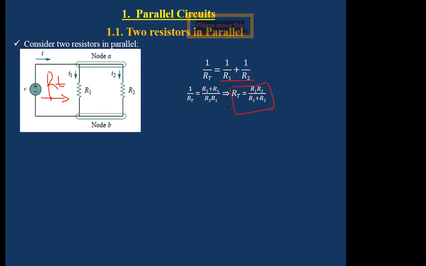So for any two resistors that are in parallel, the total resistance is called their product over their sum. That's simple. That is for two resistors. Remember, it's only for two resistors.